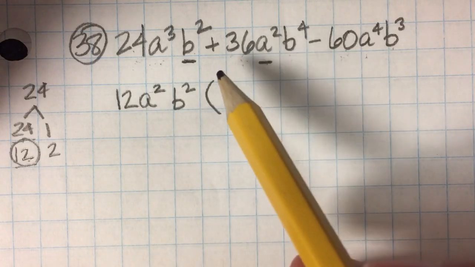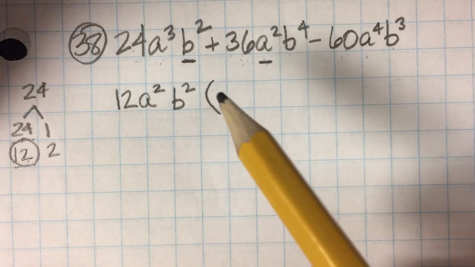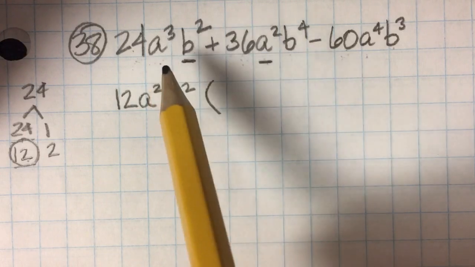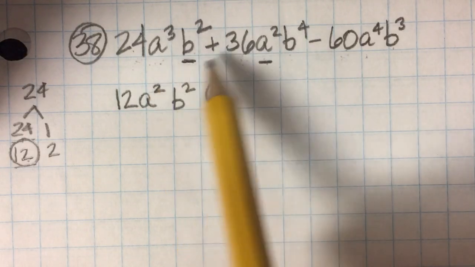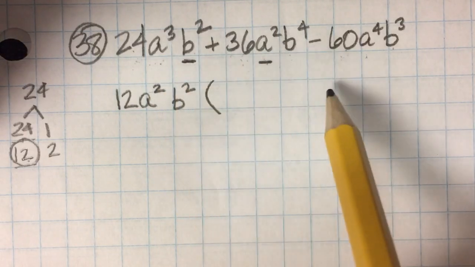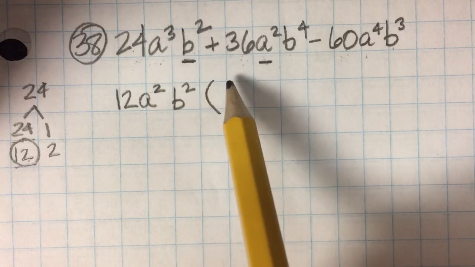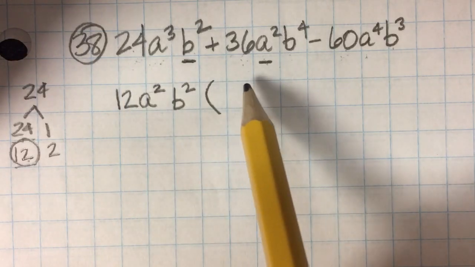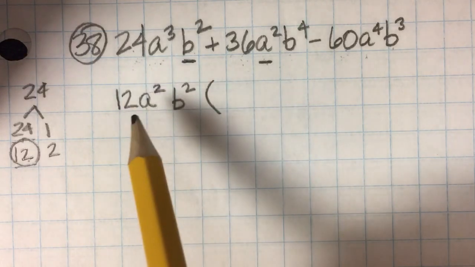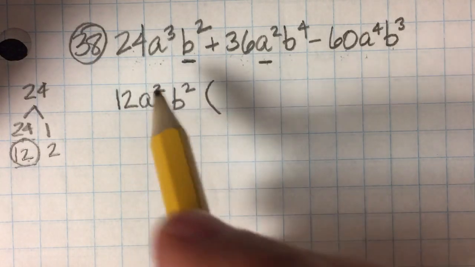And remember, factoring is like the distributive property in reverse. With the distributive property, you're multiplying a factor back into the expression. With the GCF, the greatest common factor, we are now dividing and pulling the greatest common factor out of the expression. So we are going to use division.